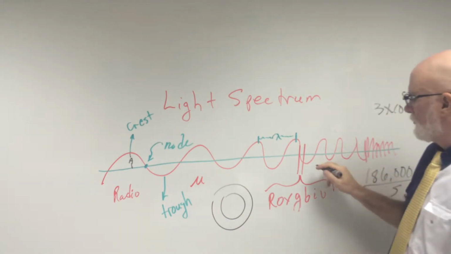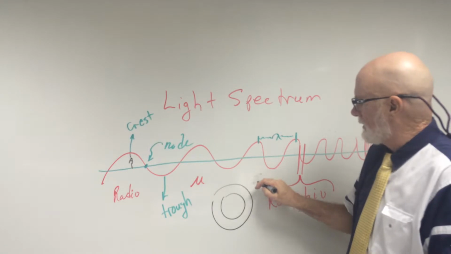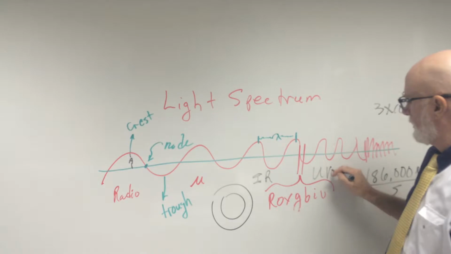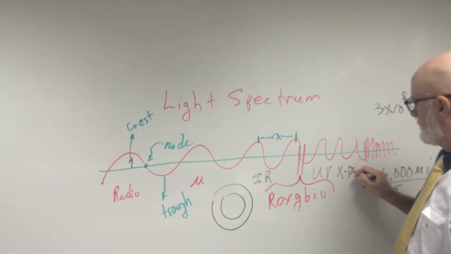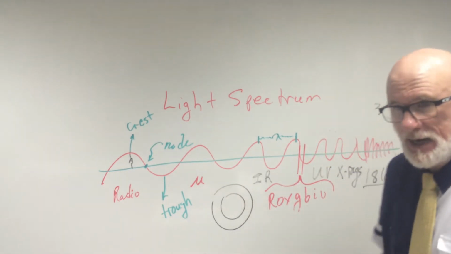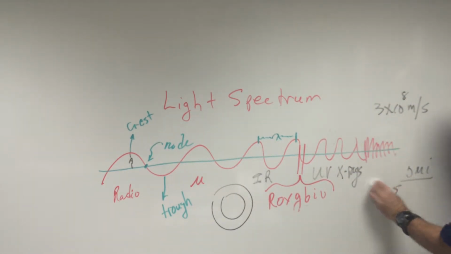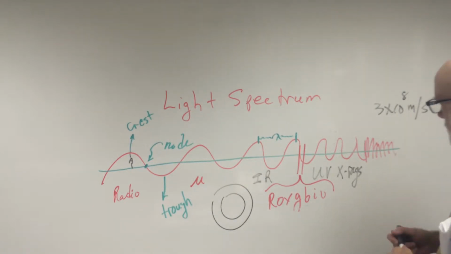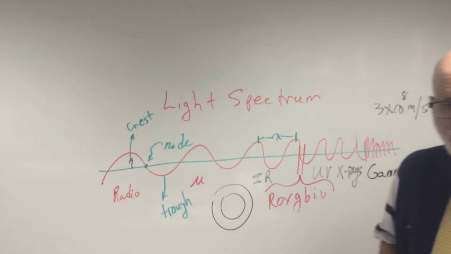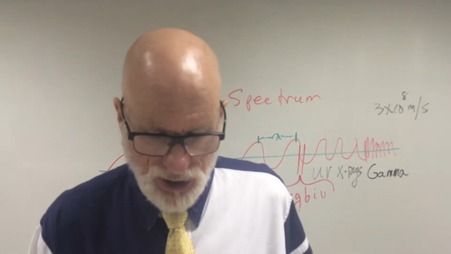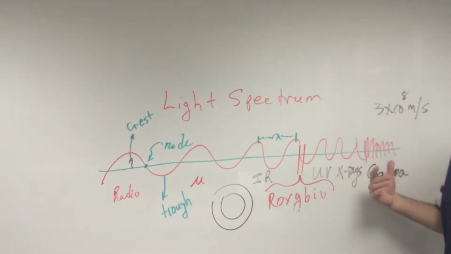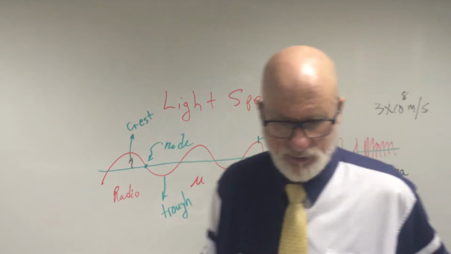Then you have UV rays. This is IR, infrared. This is UV, X-rays. And then what do we have at the end? Somebody said it before. Victoria, what did you say? Gamma. Okay? Gamma rays. So those are the different rays. This is very, very general.